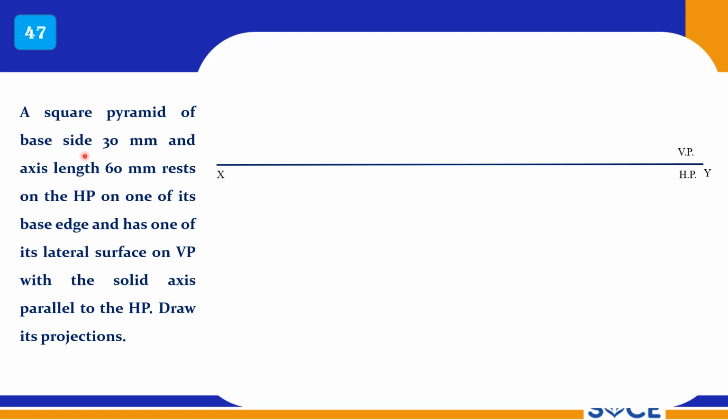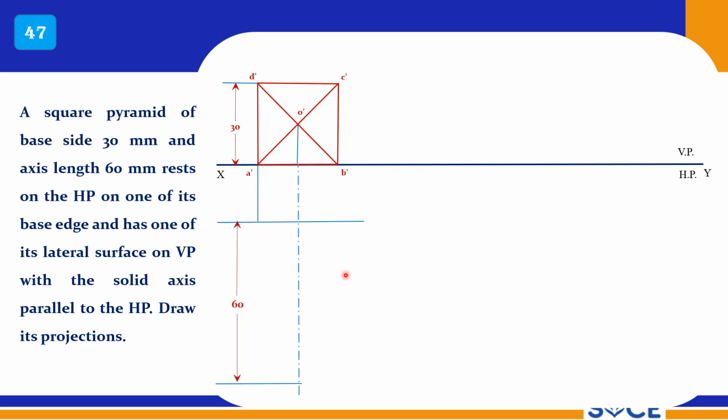So it is a square pyramid with axis length 60 mm, resting on HP on its base edge. It is resting on the base edge only. So it is a pyramid, and you should draw a line on the XY reference line. So this is the initial orientation. Draw the pyramid, the simple front and top view of the pyramid. Now it is resting on VP on a lateral surface.